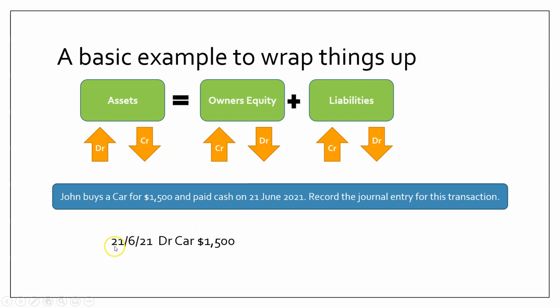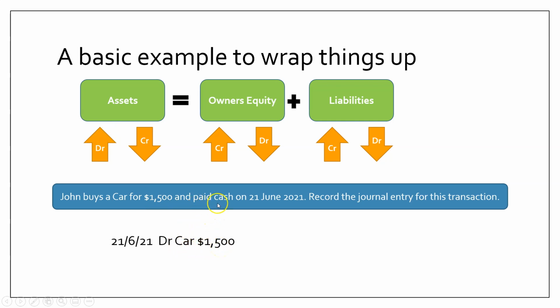So first thing here, 21 June is my date, and we're dealing with the car first. So I bought a car, I got an asset, I now own it. So we need to reflect that increase in value on our balance sheet. To do that, we're going to debit our car, debiting our asset, we now own it. So we debit car for $1,500.